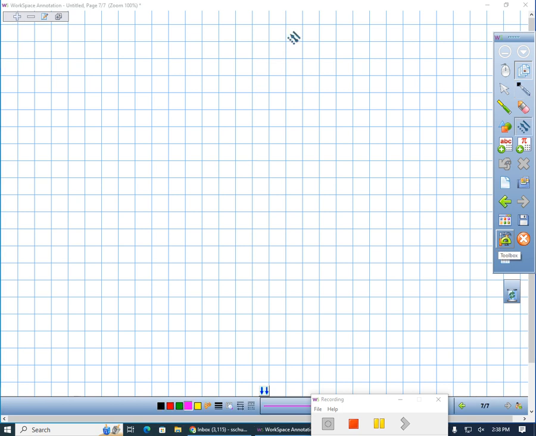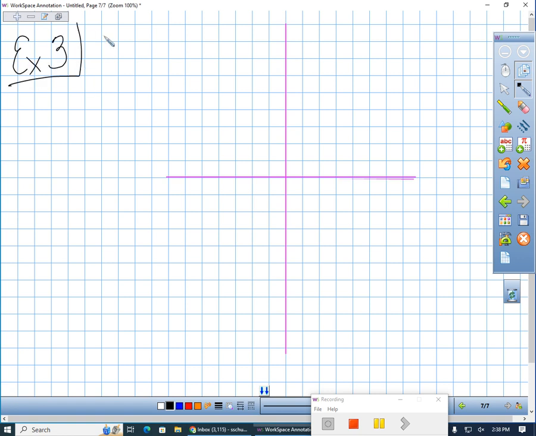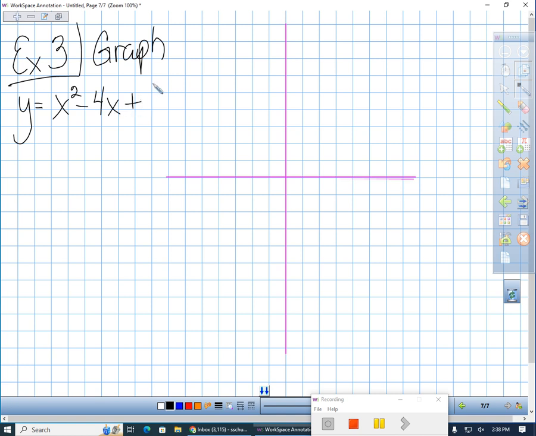Here's example number 3. All right. This is example 3, right? Okay. All right, I'm going to ask you to graph. And this time we are going to graph y equals, let's go x squared minus 4x plus 1.